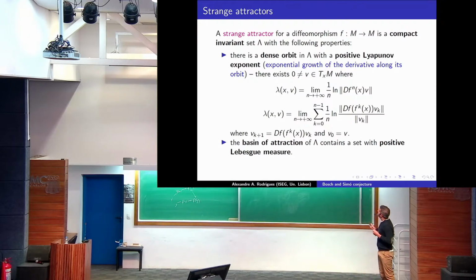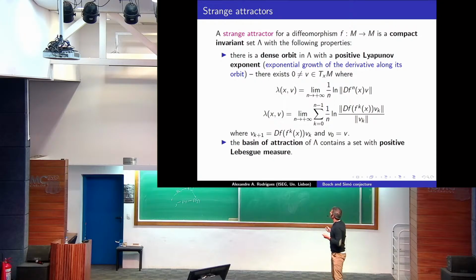Basically, it is an invariant set in such a way that there exists a dense orbit, more or less the same definition as Devaney, with a positive Lyapunov exponent. For those that are not familiar, a positive Lyapunov exponent means that the derivative is expanding. On average, the derivative is expanding. So points are diverging, okay? It is more or less the same as sensitive dependence on initial conditions. But here the third property is the most important.